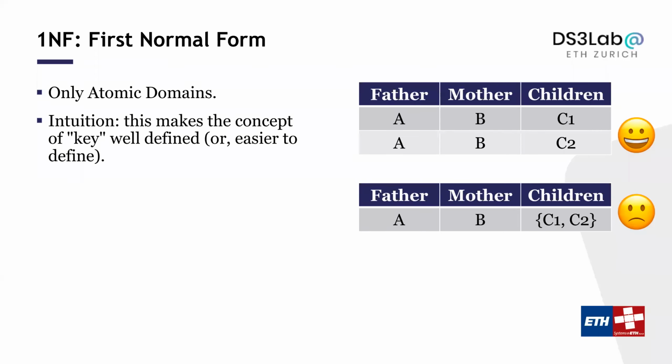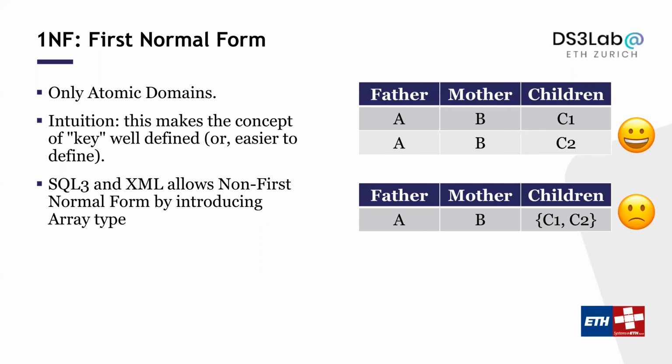The intuition is that if you have this, it really makes the concept of a key easier to define. If you think about the second example, what is really a key in this design? You could define it, but that is often a little bit tricky to do. So that's one property you get from the first normal form.